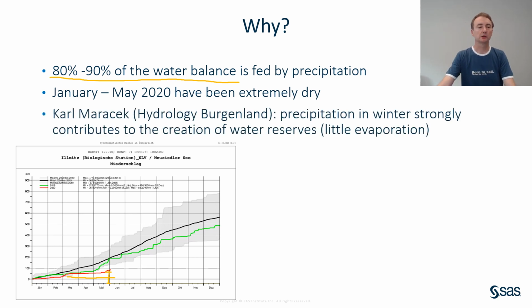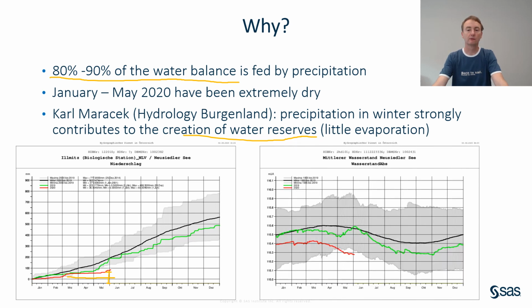There's also a publication from Karl Maracek from Hydrologie Burgenland that especially the precipitation in winter strongly contributes to the creation of water reserves, which definitely didn't happen to a certain extent this year. And we can also see already that the water level dropped below the long-term average for the month of May. So what we see here, the effect on the left, not enough rain, has a direct effect on the water level of the lake.